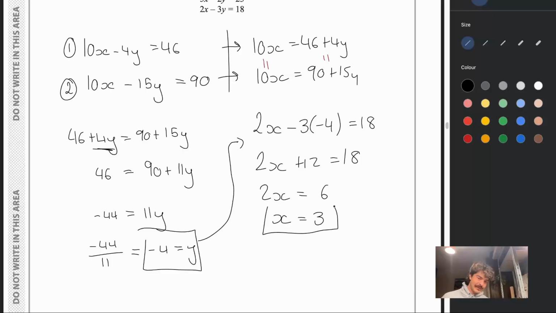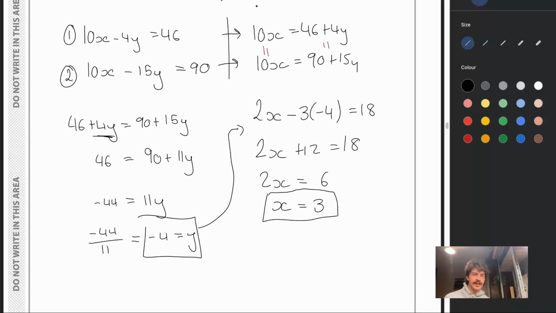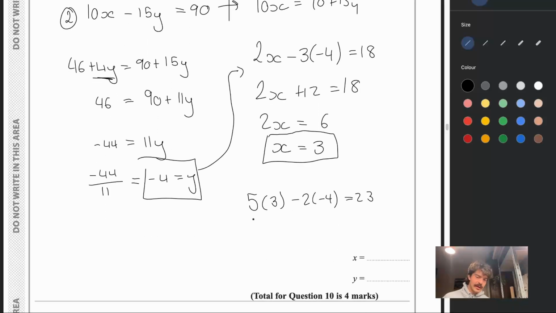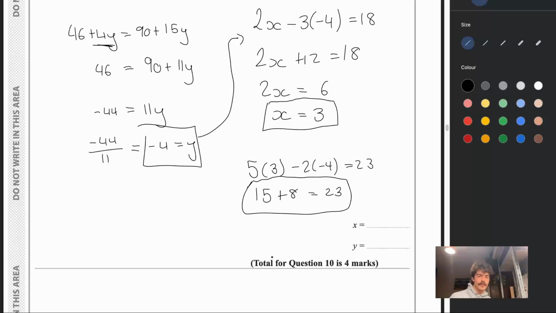Perfect. Now, it's usually worth passing these into the other equation just to double check everything's going okay. So 5 times 3 minus 2 times minus 4 equals 23. Let's just double check that this is okay. So we are left with 15 plus 8, which does in fact equal 23. And this lets us validate the fact that these two values must be correct. Cool. So just to sum up, our x value was 3 and our y value was minus 4.